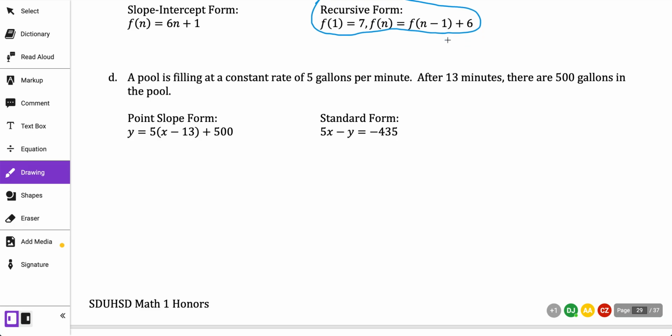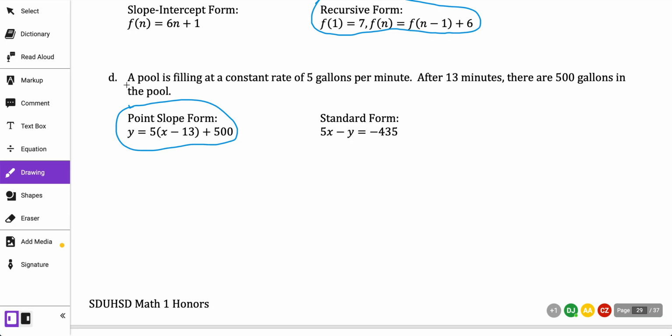Now a pool is filling at a constant rate of 5 gallons per minute. After 13 minutes, there are 500 gallons in the pool. So we're given the slope and we're given a point, 13, 500. So based off that, our solution would be point slope form.